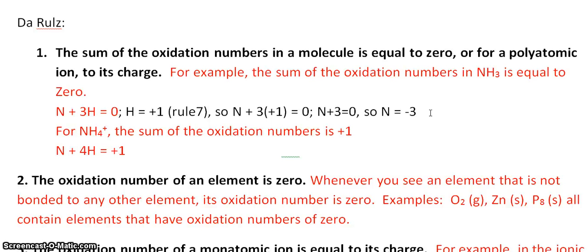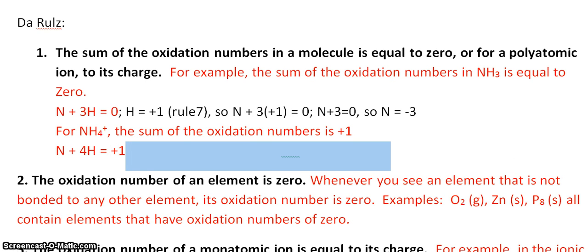Now, that doesn't mean that nitrogen has a charge of -3. This is a way for us to keep track of electrons and where they're going in oxidation reduction reactions. So don't confuse charge and oxidation number, even though I often do. When I'm talking to you, I know what I mean, but nitrogen in ammonia is neutral, but it has an oxidation number of -3. Now, in ammonium, we can do the same thing.